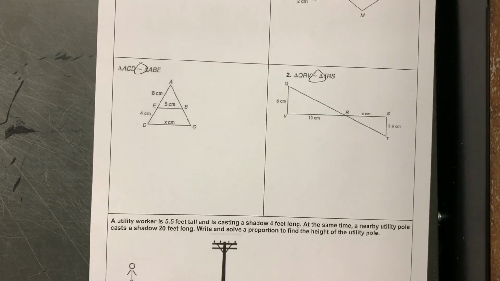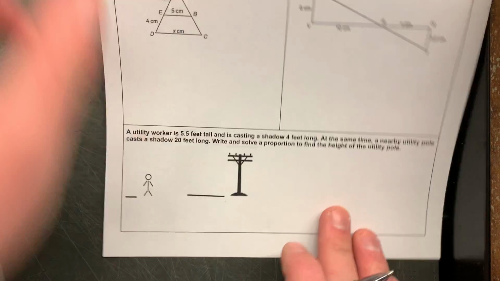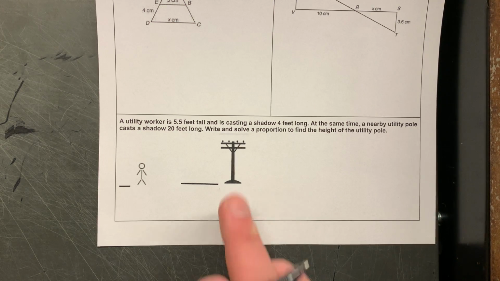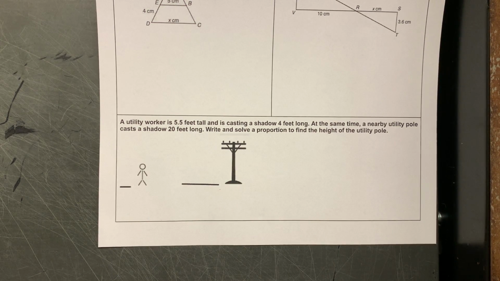You also have a shadow problem with a utility worker and a utility pole. I even gave you the pictures so that way you can set it up and label everything nicely and neatly as well. Make sure that's finished and then put it back in your red folder for next time that we meet.